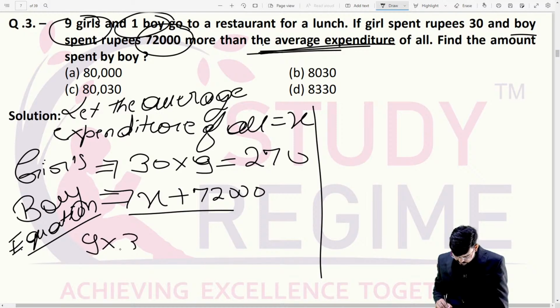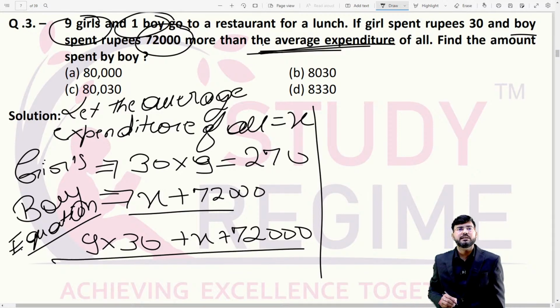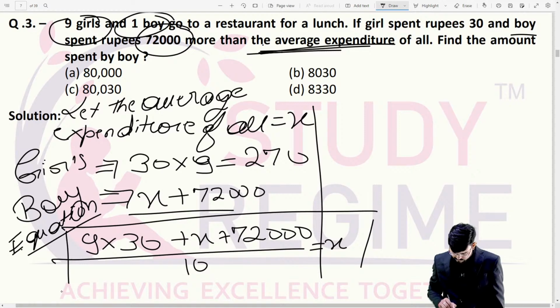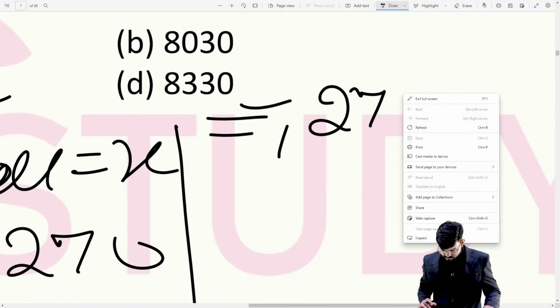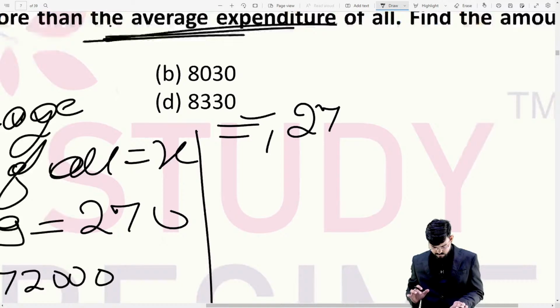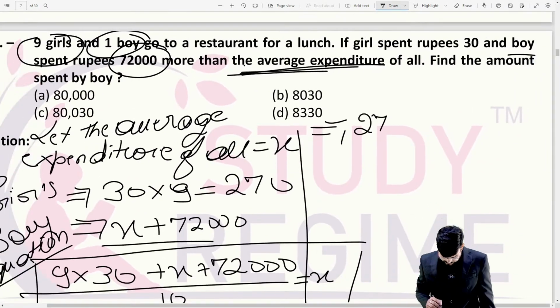9 girls spend 30 plus X plus 72,000, divided by how many observations are there? 9 girls and 1 boy, it will become 10. Now you can equate this equal to X. This is our equation. Now we will solve this, cross multiply. 9 3s are 270.